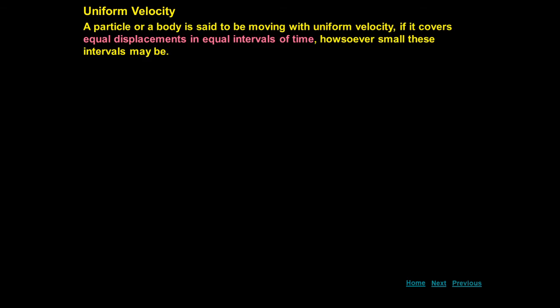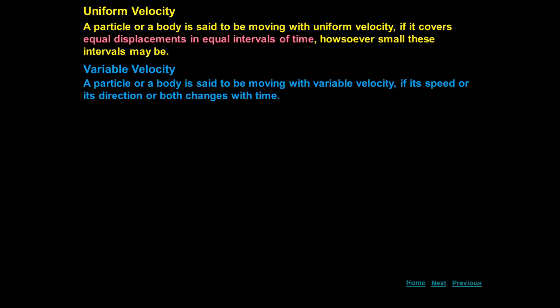Now as we have taken uniform speed, then non-uniform speed, instantaneous speed, the same way we will take uniform velocity. If a body covers equal displacements in equal intervals of time, then the velocity is called uniform velocity. Unequal displacement in equal intervals of time, or if its speed or direction or both change with time, then we say velocity is variable.